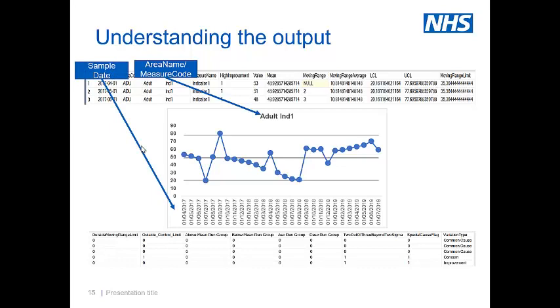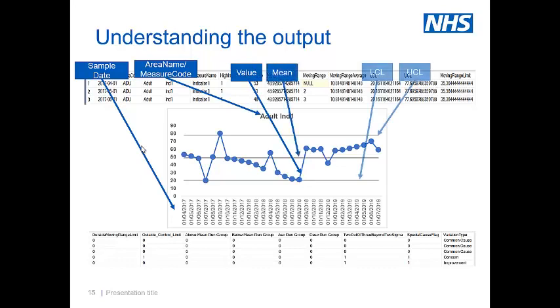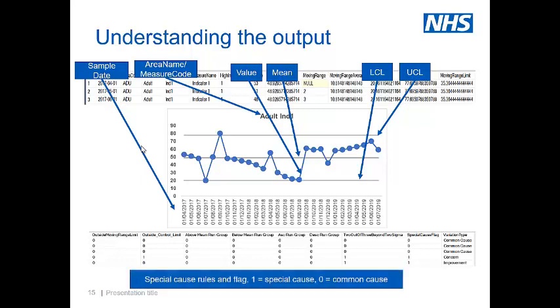You want the sample date for your x-axis. You want to be using the value column to plot your data. Now there are also columns to cover the mean and upper control limits and lower control limits to turn your time series graph into an SPC chart. And then at the bottom there are also all the rules that we're considering. And there's a flag, one indicating that for that particular point in time there's special cause variation, the rule's been breached, or 0 to indicate common cause variation.